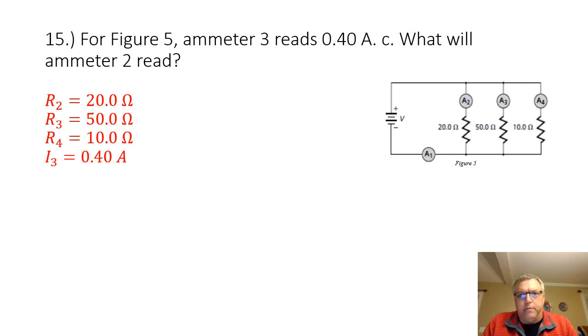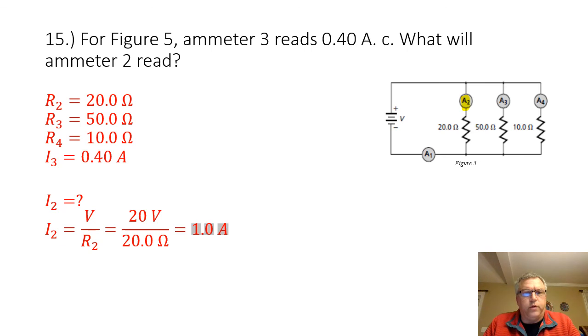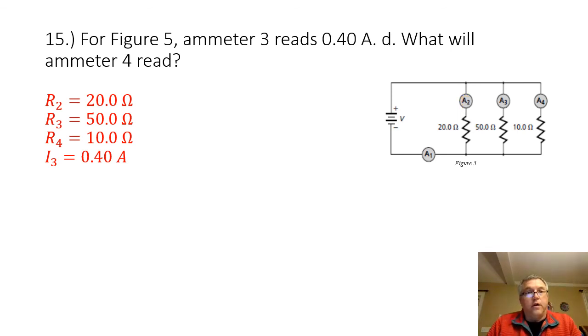Part C of problem 15. What will ammeter 2 read? All right, here we have ammeter 2 right here. And I know that according to Ohm's law, the current is going to equal the voltage divided by the resistance. I know that my voltage going through each branch of the circuit is 20 volts. I know the resistance of this resistor is 20 ohms. So 20 volts divided by 20 ohms is going to give me a current going through ammeter 2 of 1 amp.